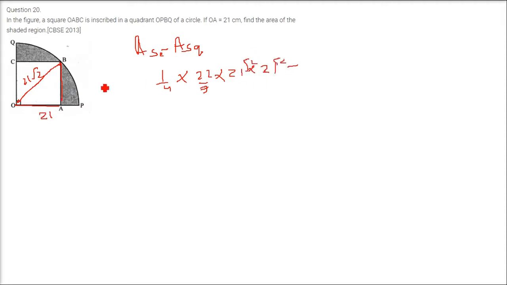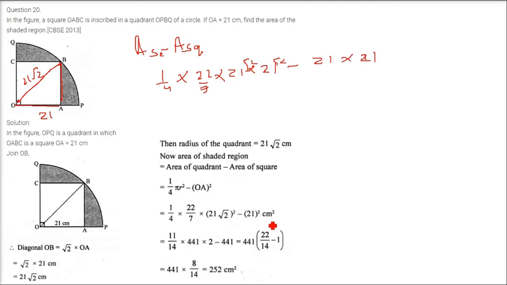21 root 2 into 21 root 2. So what is the area of this square? It is side square, so 21 into 21. So we have 1 by 4 pi (21 root 2) whole square minus 21 square. Same thing which I did. So you just compute it. It will come as 252 centimeter square.